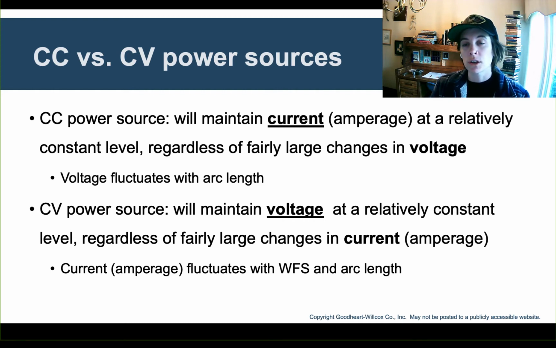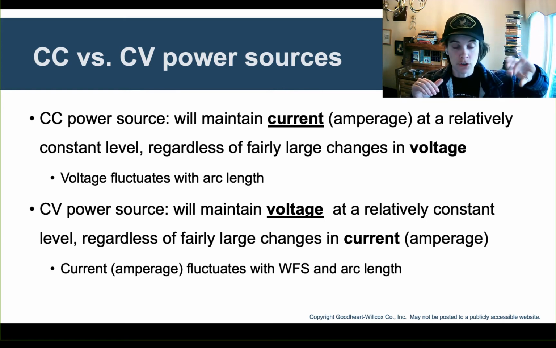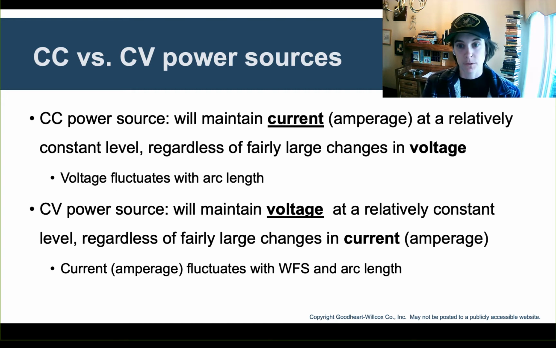But a constant current power source is one that maintains the current. That current is the amperage. It maintains that at a constant level, and then the voltage changes. So you're changing the voltage, and it maintains the current. The volt fluctuates with the arc length in a constant current power source.